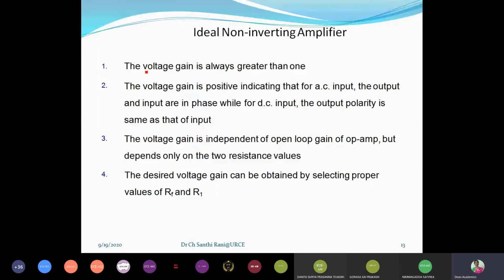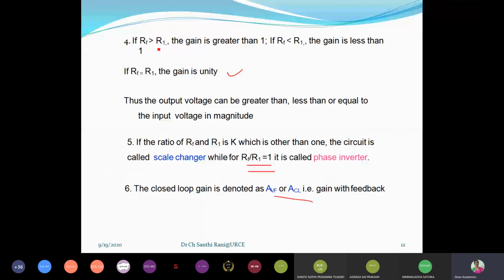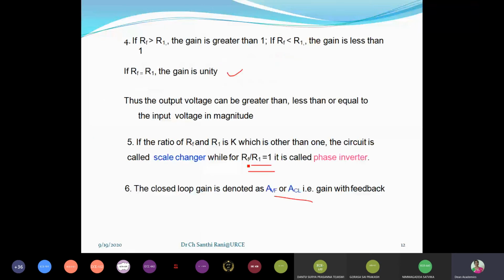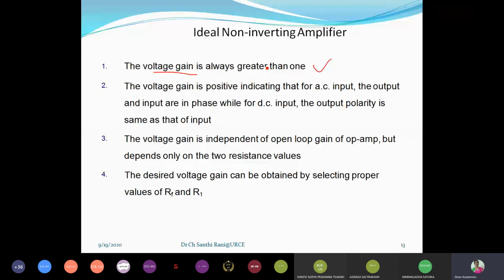Here voltage gain is always greater than 1. In the previous case, it depends on the ratio. If both are equal, then we say it is 1. Unequal may be greater than 1 or less than 1. Whereas in the non-inverting amplifier case, we will have gain equal to 1 plus RF by R1. Because we have 1 plus something, voltage gain is always greater than 1, right? That is one point we have to remember.